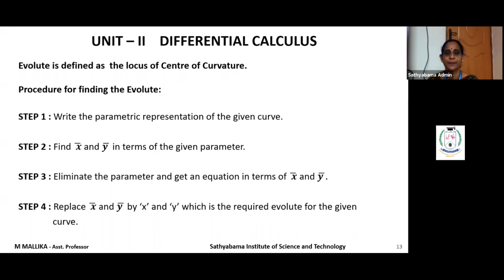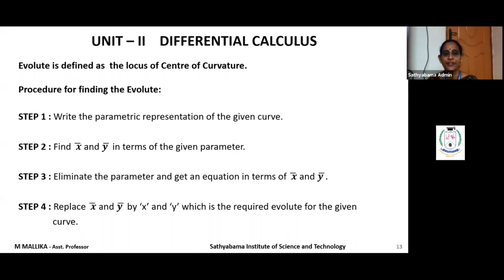After writing the parametric representation of the given curve, the next step is to find x bar and y bar. Why am I finding x bar, y bar? Because evolute is defined as the locus of center of curvature. So what I have to find out for finding evolute is the center of curvature. So what is the center of curvature? X bar and y bar is the center of curvature.